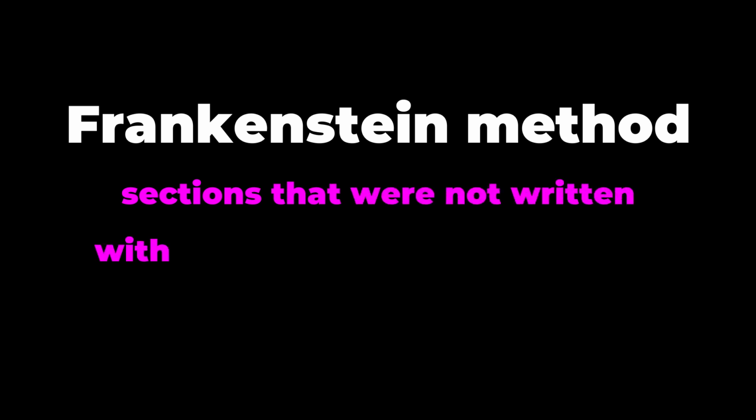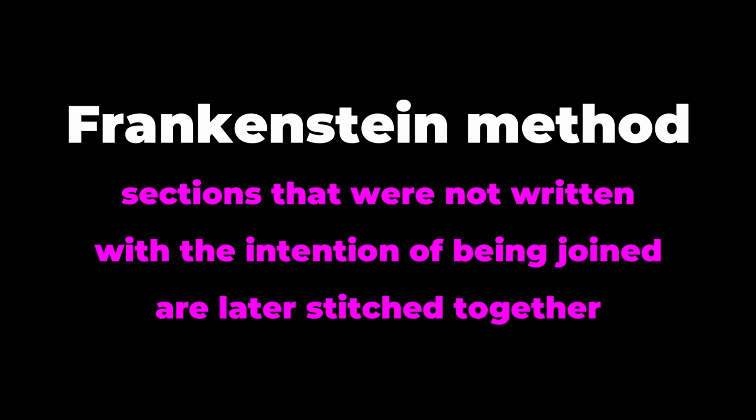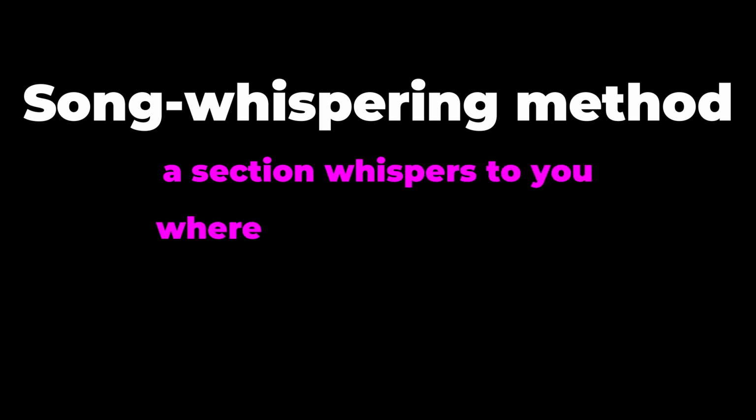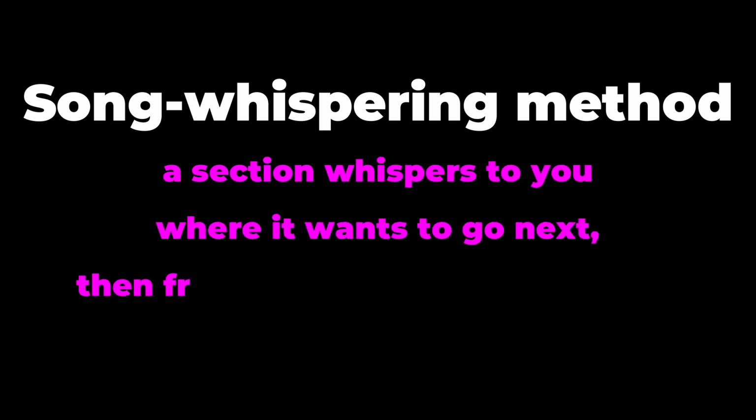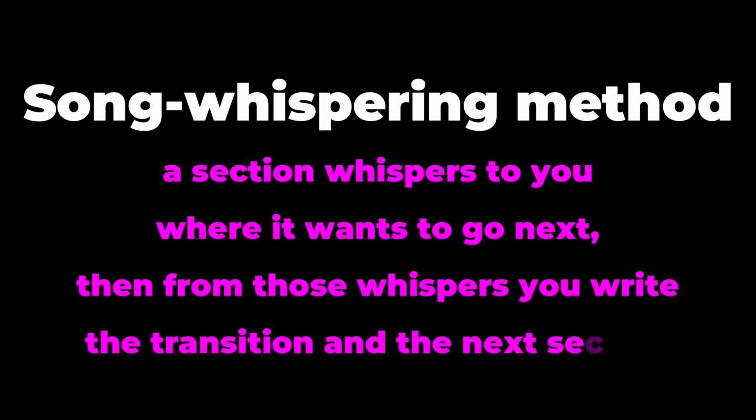Right, so there's 2 completely different approaches to writing transitions. We like to call them the Frankenstein Method and the Song Whispering Method. The Frankenstein method is when you have different sections that were not written with the intention of being joined, but later you decide you want to stitch them together. Then on the other hand, the song whispering method is when you write one section and allow it to whisper to you where it wants to go next. Then from those whispers, you write the transition and the next section.